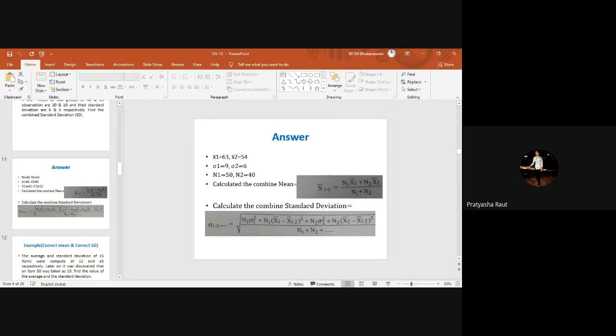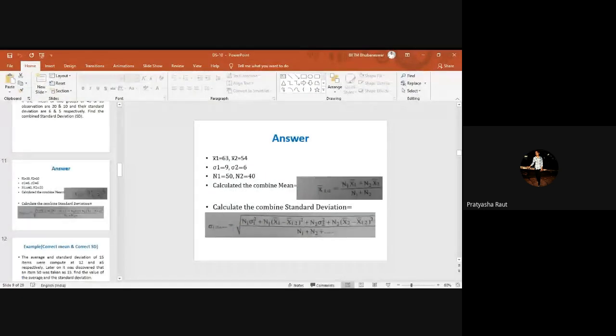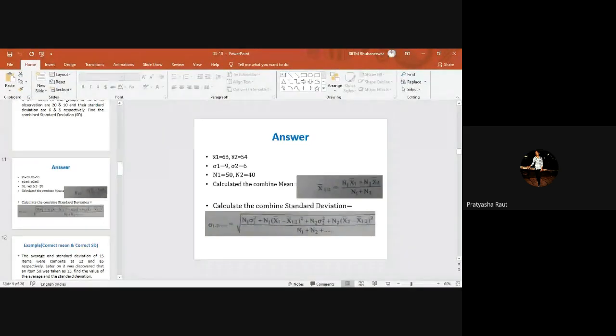Yes, sir. Then after that you proceed to the n2. The n2 value is given, 40, sigma square 36. Then for the next part, plus 40, the value given is 54 minus 59, whole square, 25. Whole divided by 40.